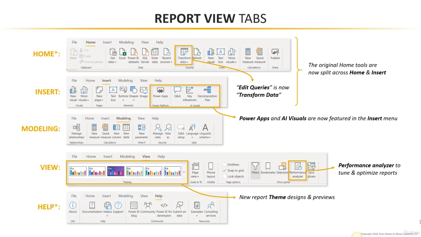And then last but not least, you've got the Help tab, which is essentially identical to what you've seen in the past. Documentation, videos, links to support, blog and community, and so on. Now the asterisks here basically just tell you that these two tabs, Home and Help, can be found or accessed across every single view: report, data, and model.